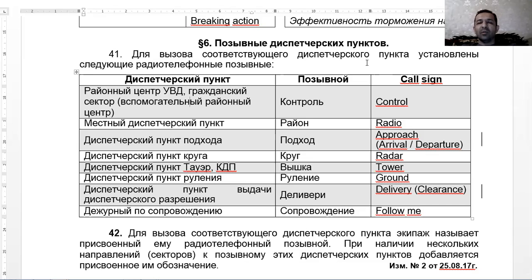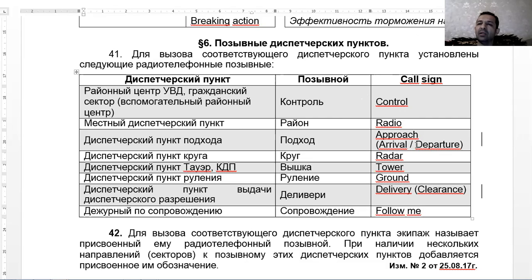What does call sign mean? A call sign is the name of a controller's point or unit, and also the aircraft call sign is used for communications. There are several units we use step by step for control. For the control zone, the call sign is control, and for the local unit it is radio. For approach, in different countries, maybe it's arrival and departures.